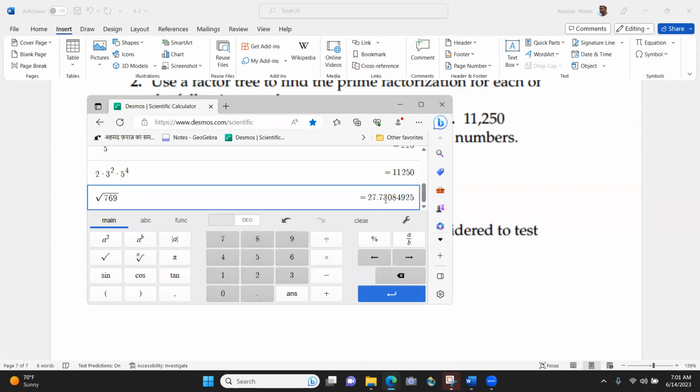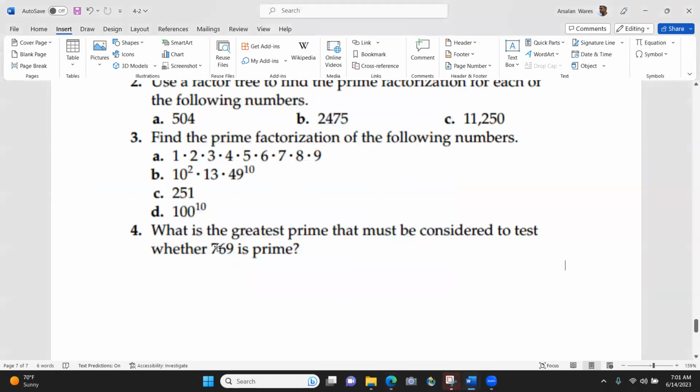26 is not a prime, 25 is not a prime, 24 is not a prime, 23 is. The answer is 23. So the answer to number 4 that you see here is 23, because the square root of 769 is about 27, and the largest prime smaller than 27 is 23.